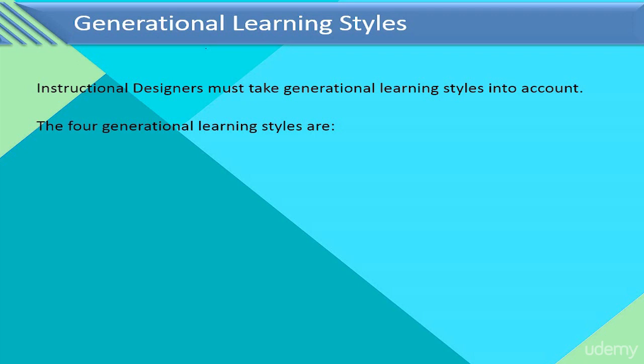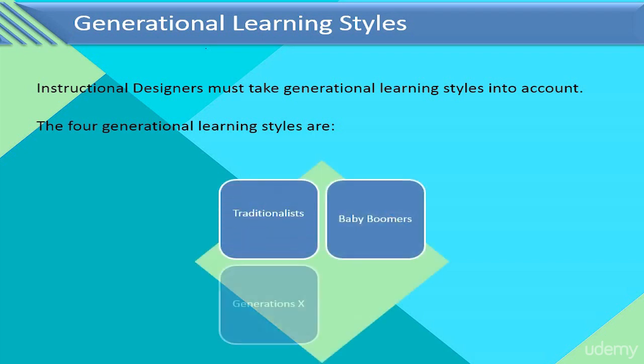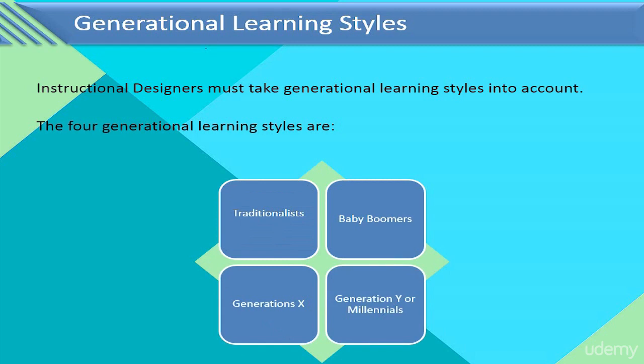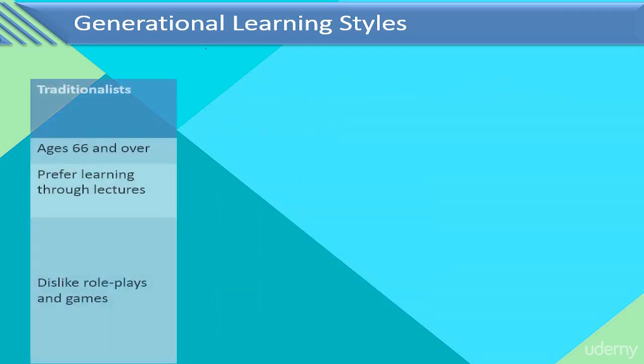While all generations are able to learn through a variety of media, according to research, each generation has certain preferences. The 4 generational learning styles are traditionalists, baby boomers, Generation X, and Generation Y, or millennials. Let's take a closer look at each one of them. Traditionalists are older individuals ages 66 and over. They prefer learning through lectures and don't like role plays and interactive gaming elements in courses.